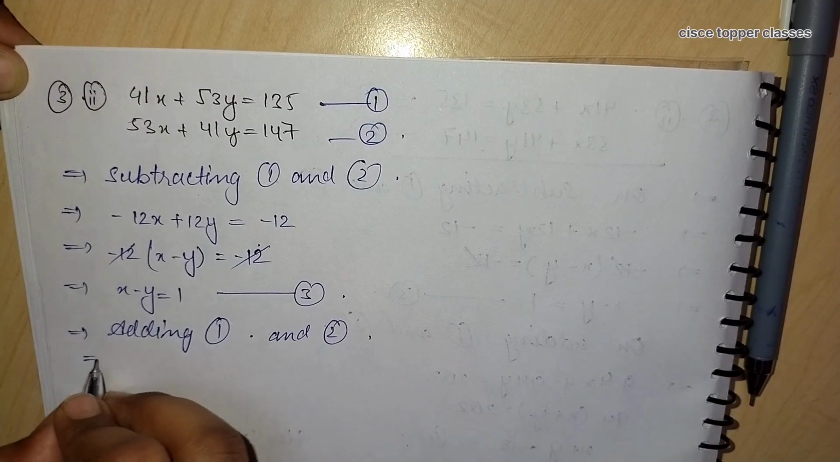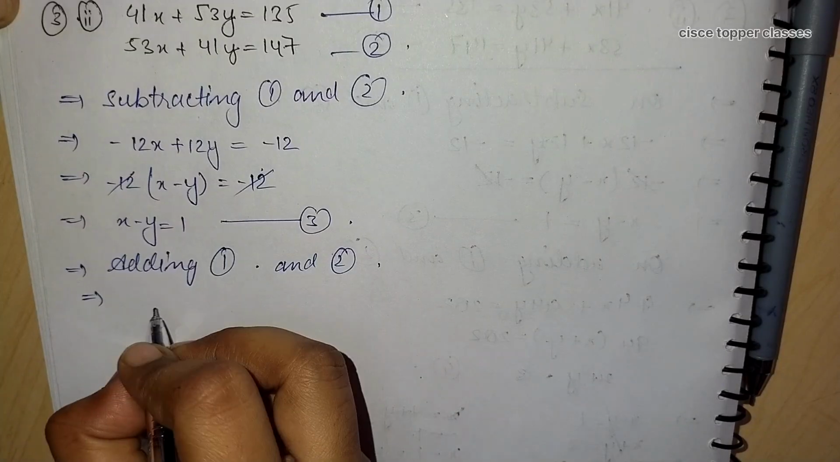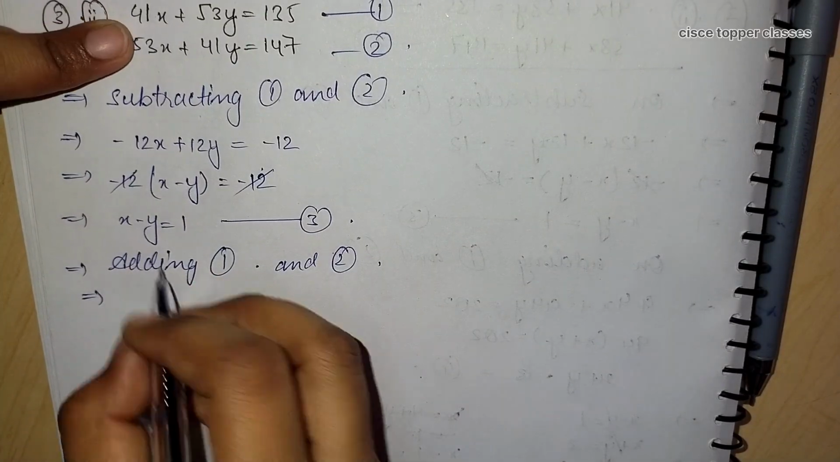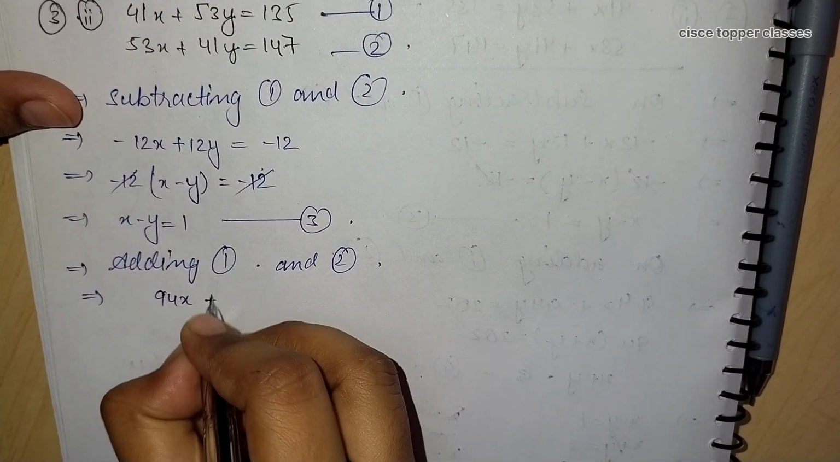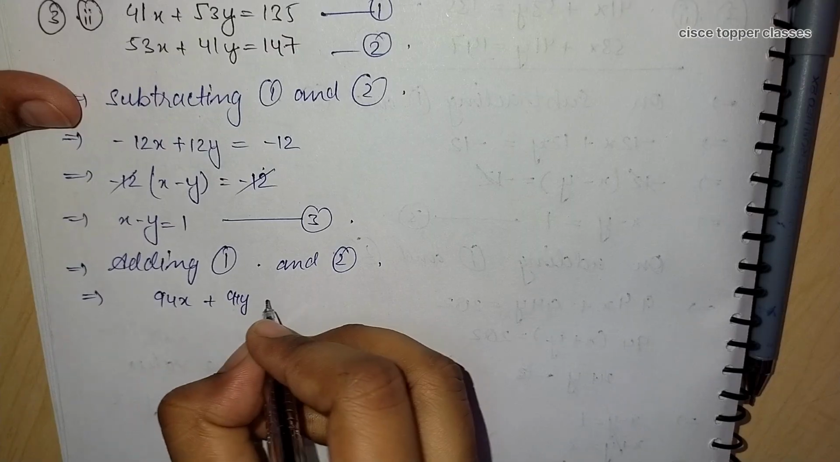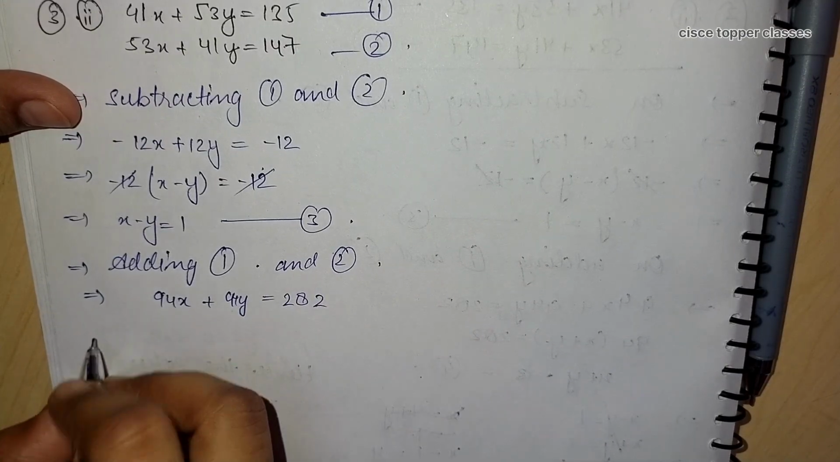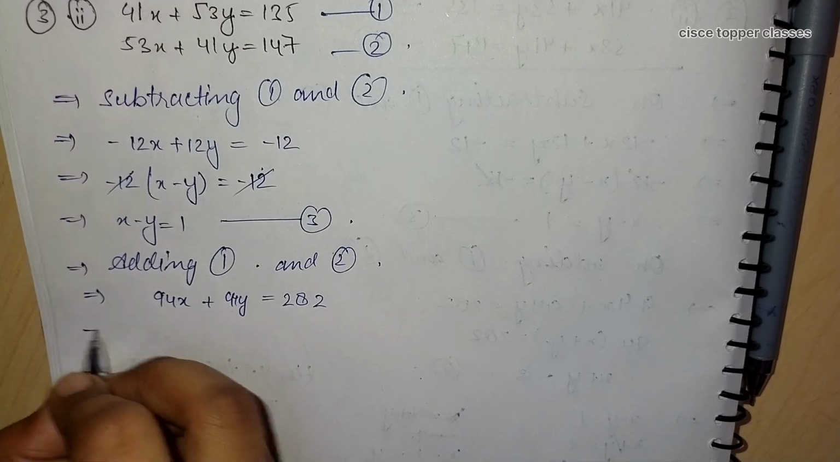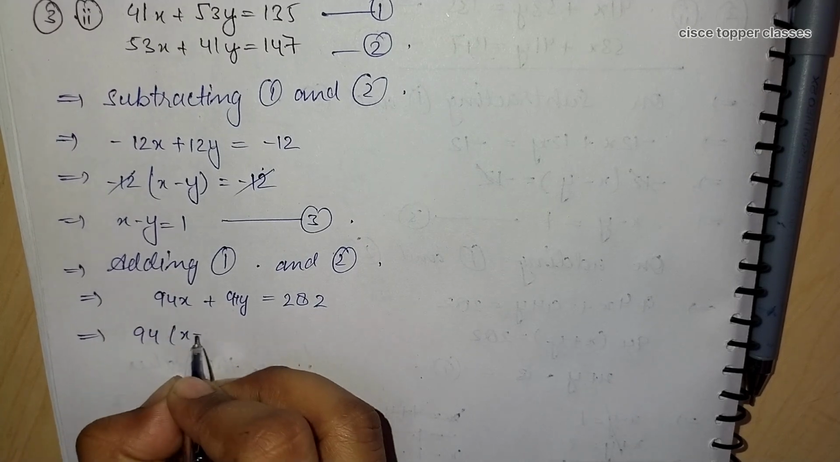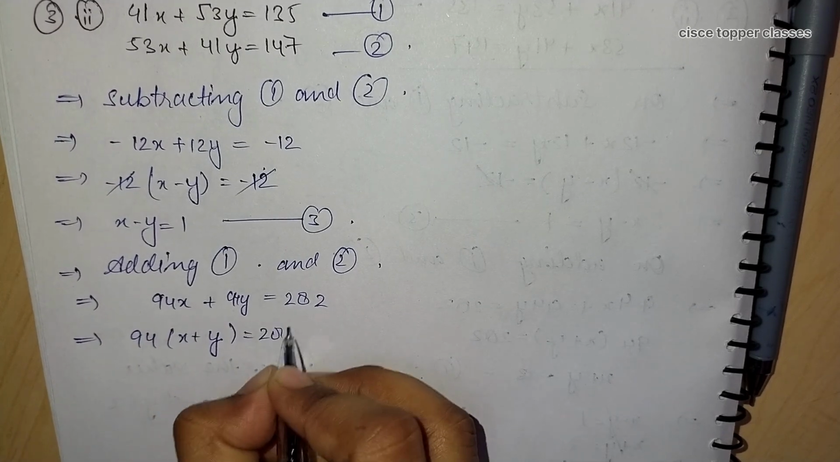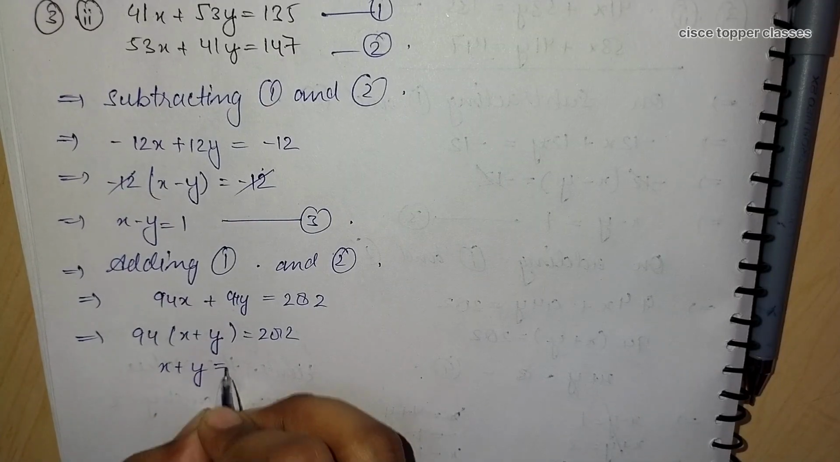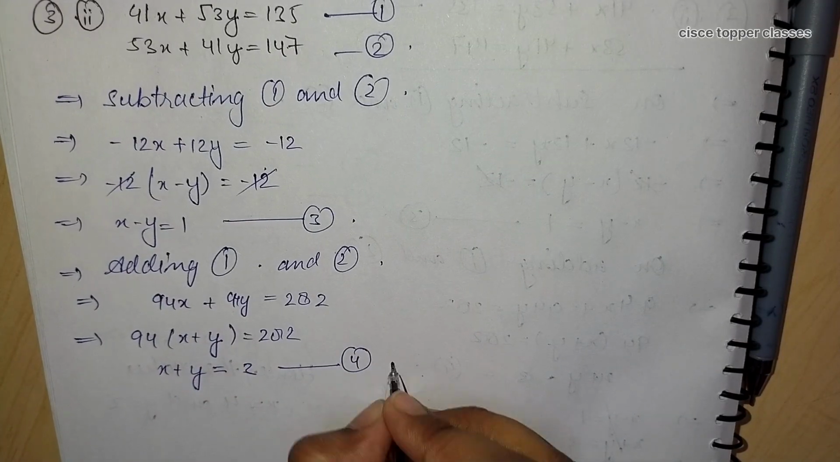On adding the first and second equations, we will get 94x plus 94y equal to 282. We can write this with 94 as common, so x plus y equal to 282 divided by 94, which on solving gives 3. Let this be the fourth equation.